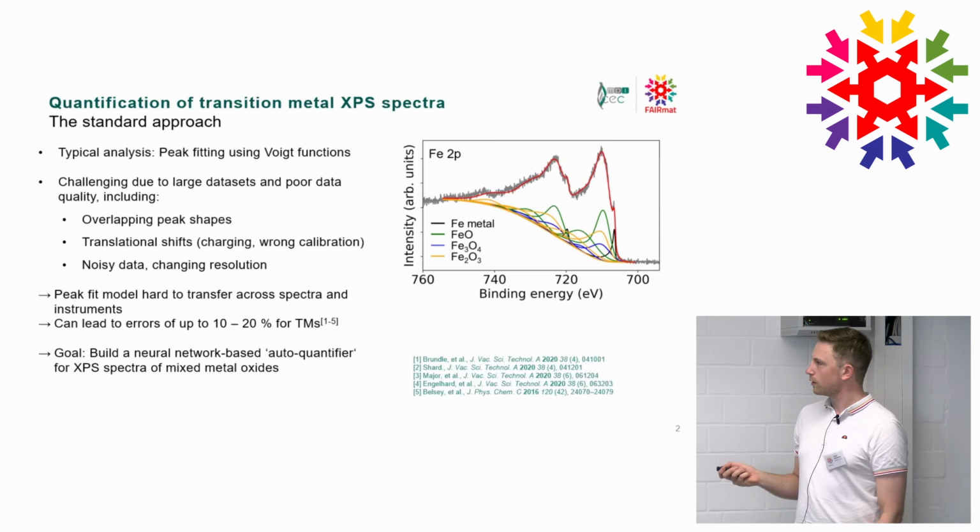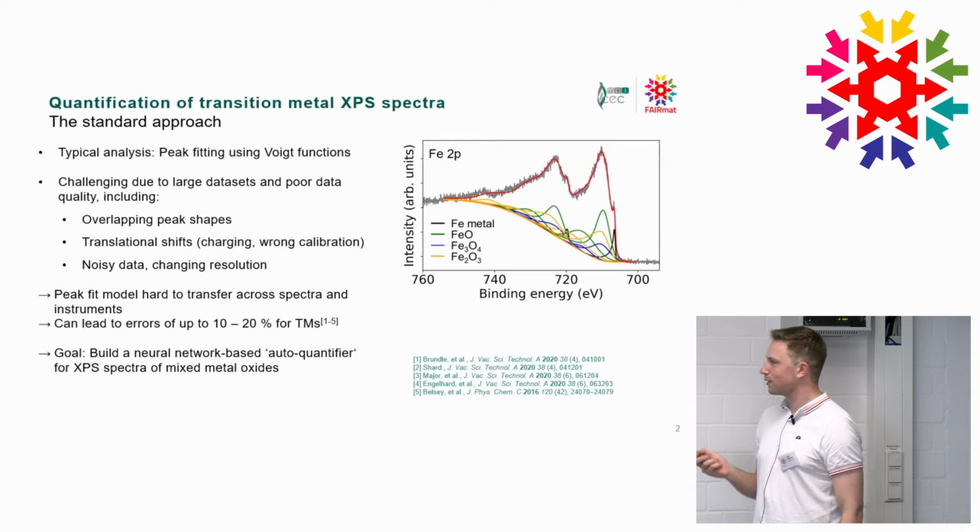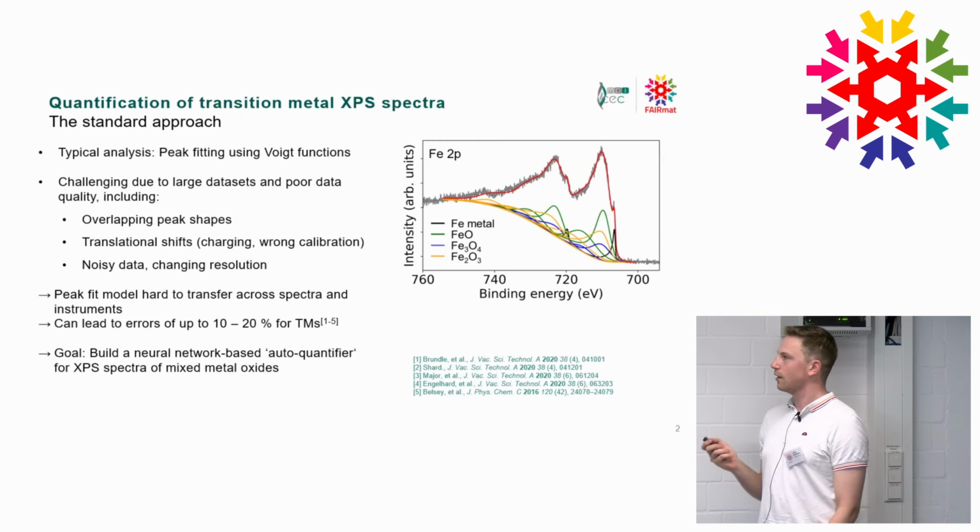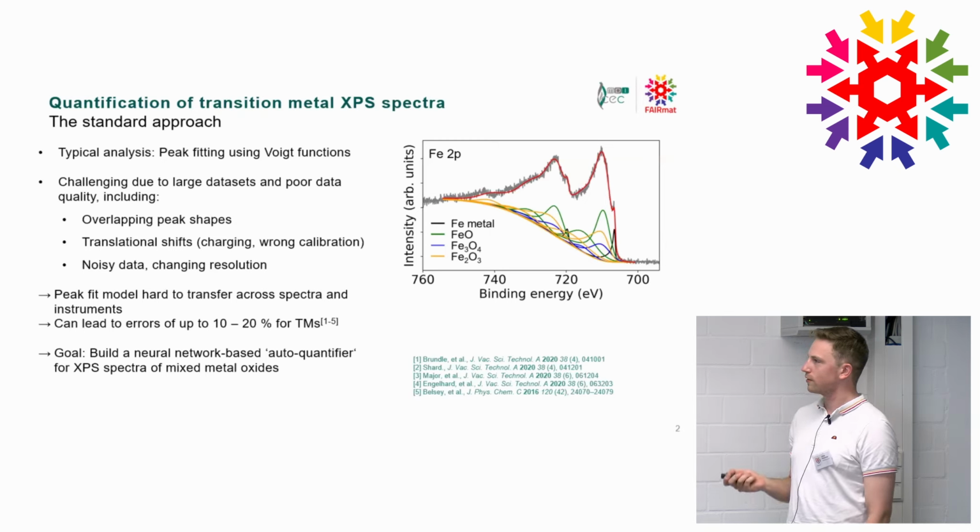What you can see already from this plot is that this peak fitting can be quite complicated. I intentionally made it much more complicated than it necessarily has to be, but it can be quite complicated in this case. And the problem with these quantifications is that sometimes you have either poor data quality or large data sets. In this particular case, we have problems with overlapping peak shapes. We can have translational shifts because we can have charging and calibrations and so on. And we can have noisy data and the resolution can change.